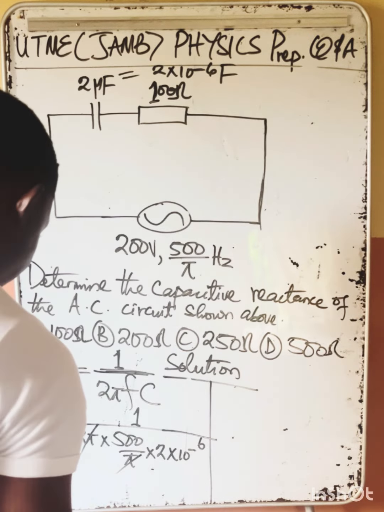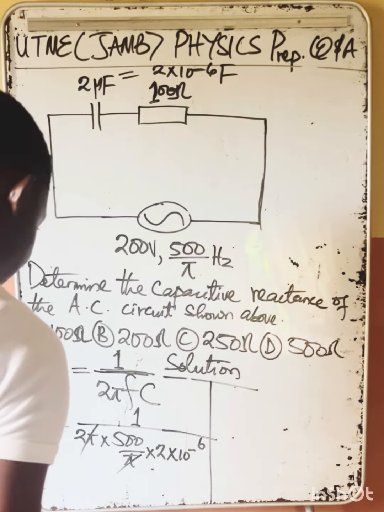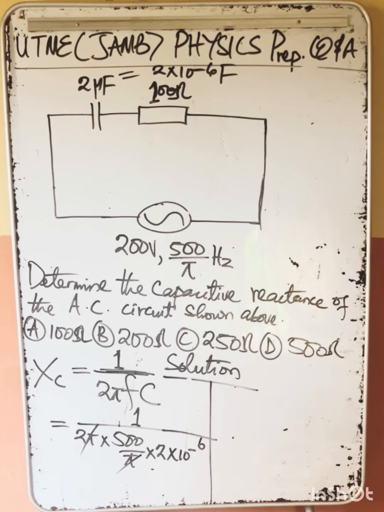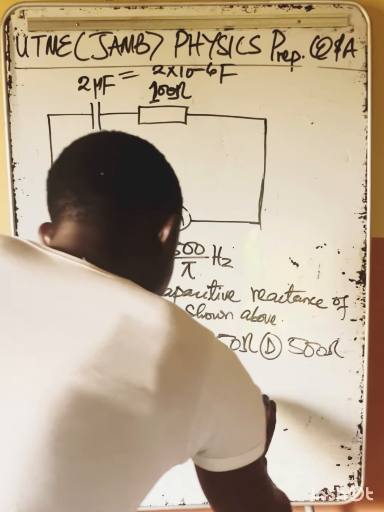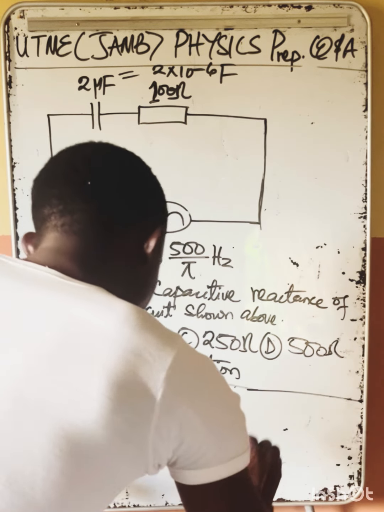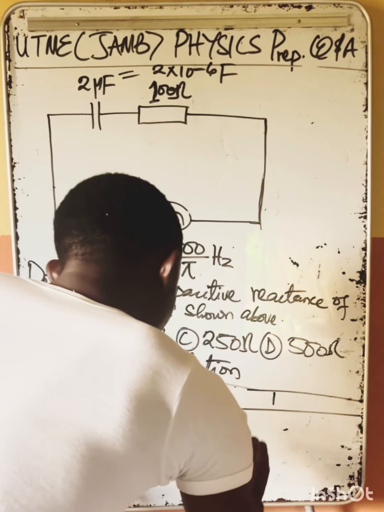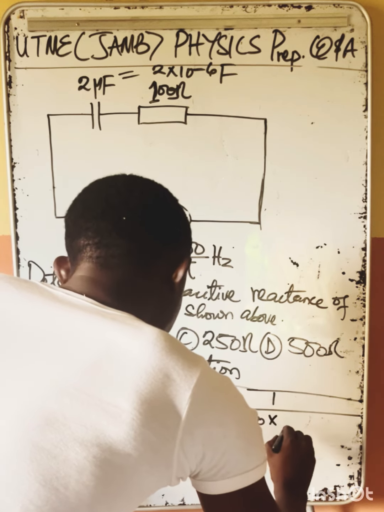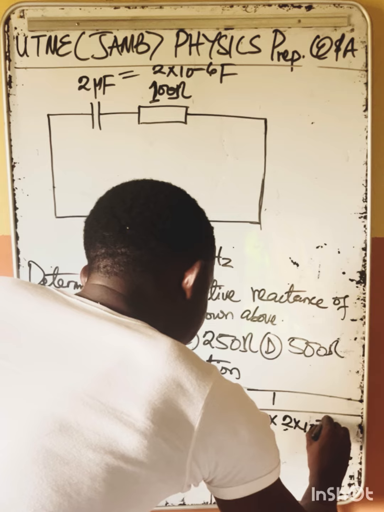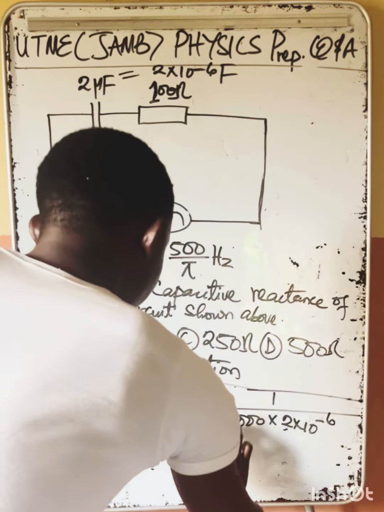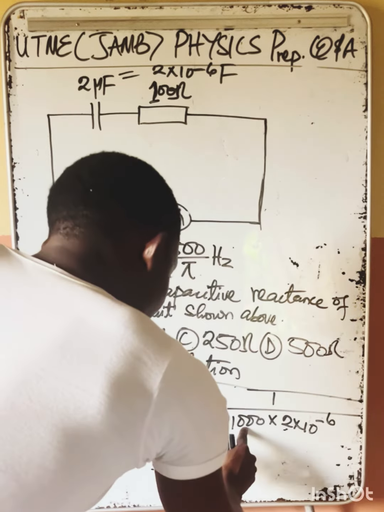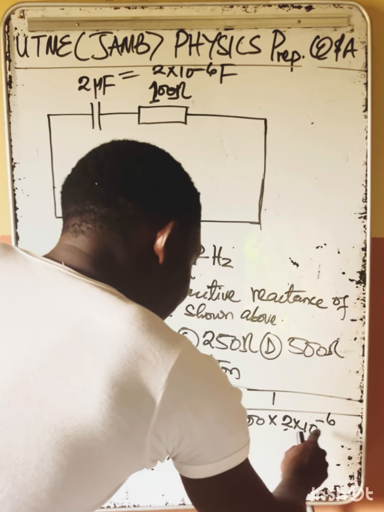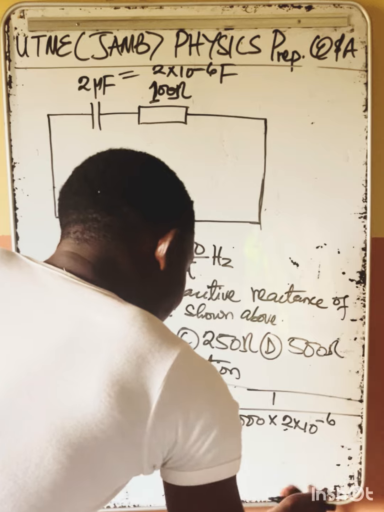If pi cancels pi, then what else? Let's clarify this. Then we'll have 2 times 500 is 1000. So at the denominator side, we'll be having 1 over 1000 times 2 times 10 raised to power minus 6. If we want to clarify this, we can say, okay, 1000 is 10 index 3, and this is 10 index minus 6. So we use our law of indices.